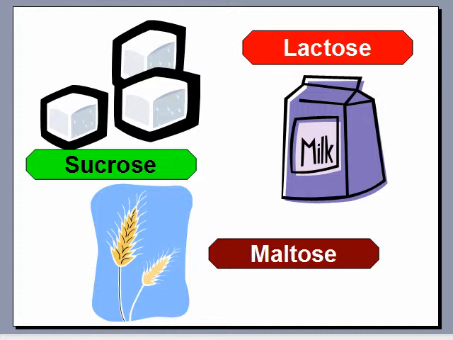Another name for sucrose is table sugar. Maltose is also known as malt sugar. And lastly, lactose is also known as milk sugar.